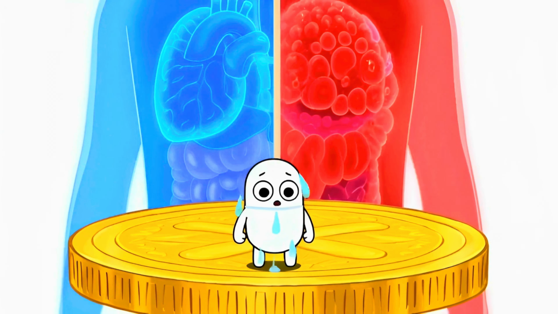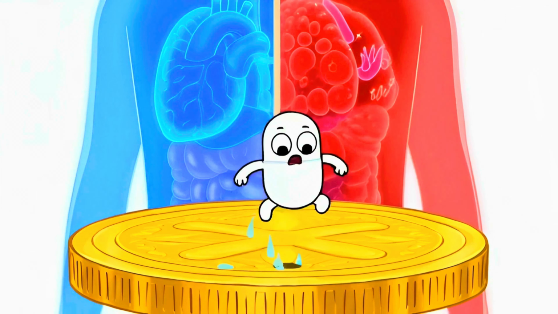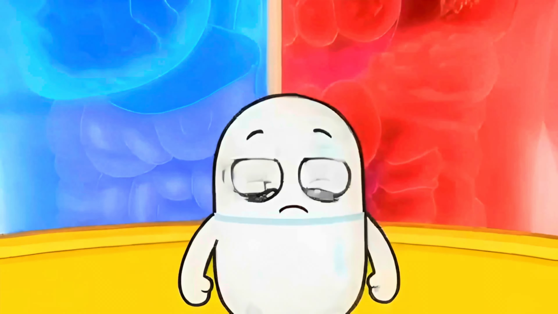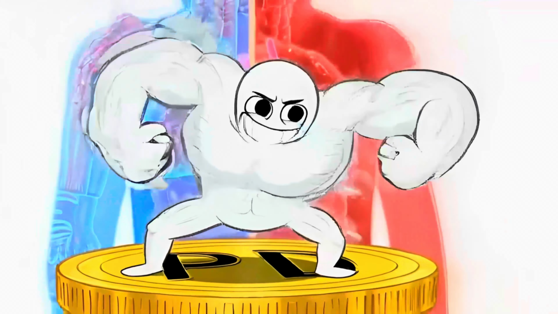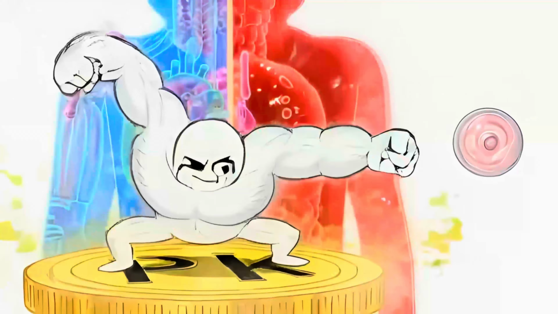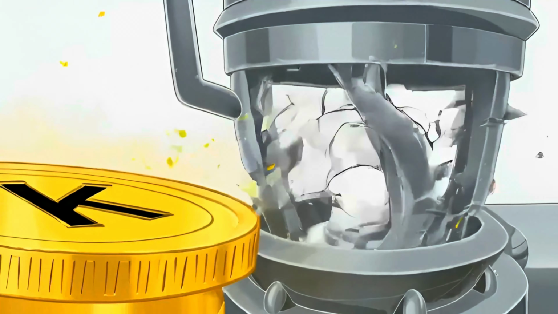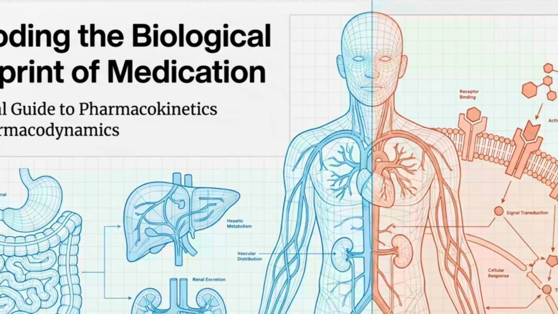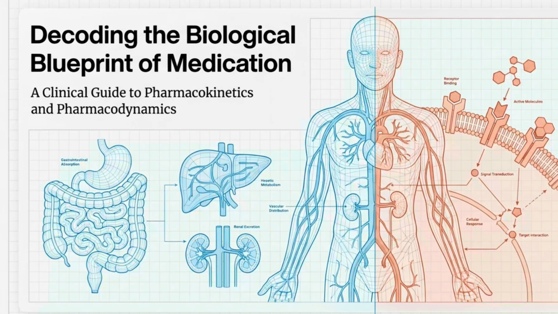Today, we are getting pharmacokinetics versus pharmacodynamics explained, alongside the complete ADME framework. Because pharmacology comes down to a simple coin toss. Pharmacodynamics is what the drug does to your body, but pharmacokinetics, that is the brutal journey of what your body does to the drug. To dose a patient safely, you have to master both the macro and the micro views.